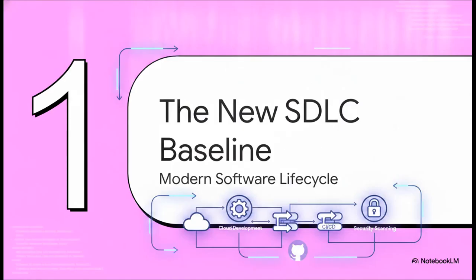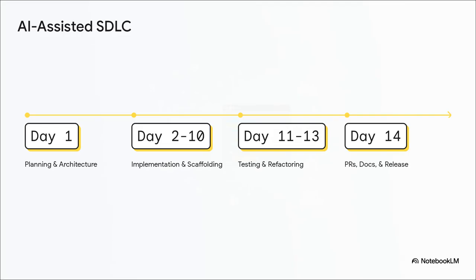Section 1, the new SDLC baseline. Let's look at how Copilot completely modernizes your software development lifecycle. It literally accelerates every single phase of your timeline. Think about it. It helps decompose requirements on day 1. It scaffolds repetitive code paths during your day 2 through 10 implementation. It generates boundary test coverage during testing and refactoring. And it even drafts those release notes on day 14 that, let's be honest, nobody actually likes writing.